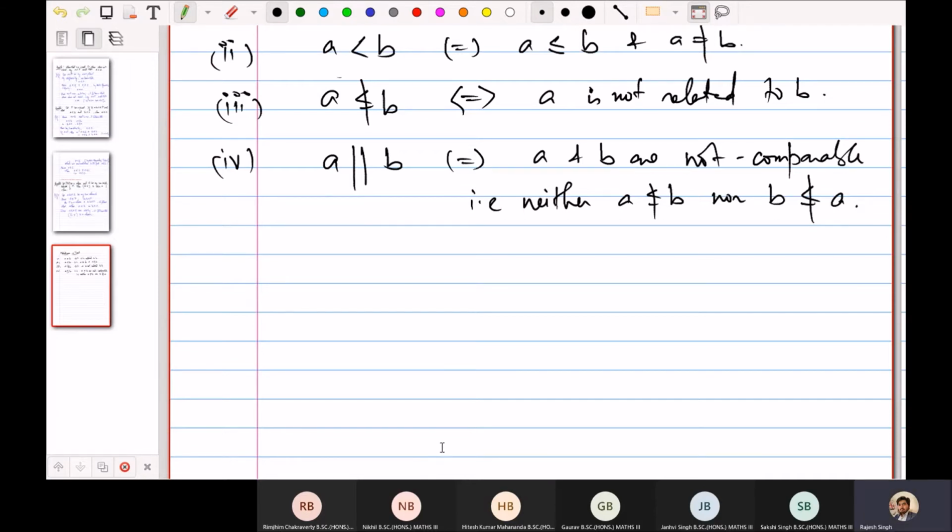So we have defined strict, we have defined, yes. We have seen chains, and now anti-chain. Anti-chain क्या होगा? What should be the definition of anti-chain? Chain definition क्या है?